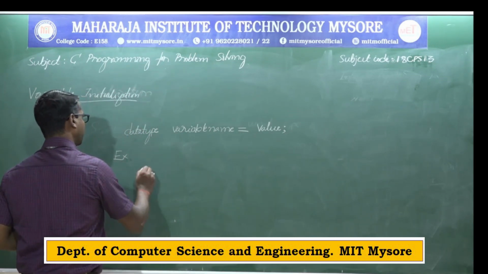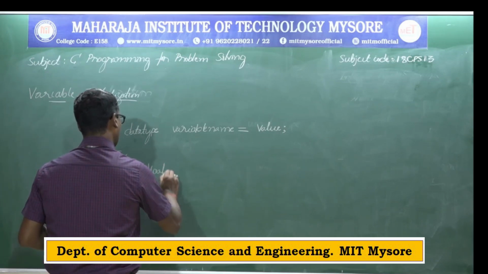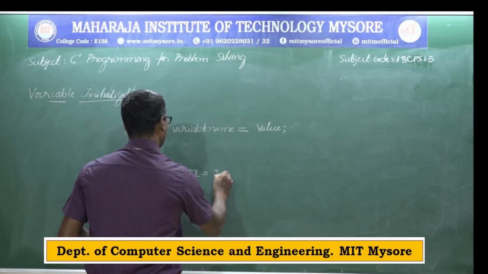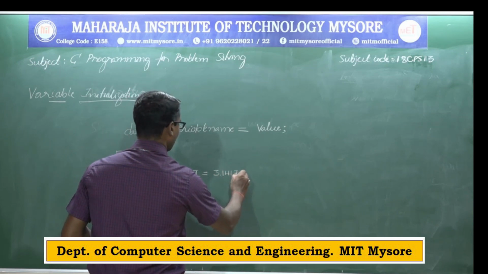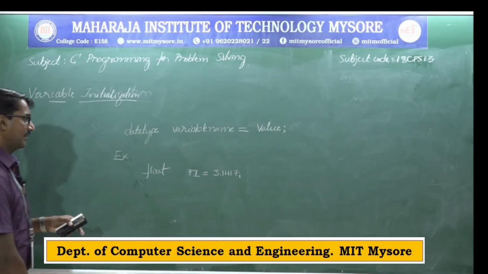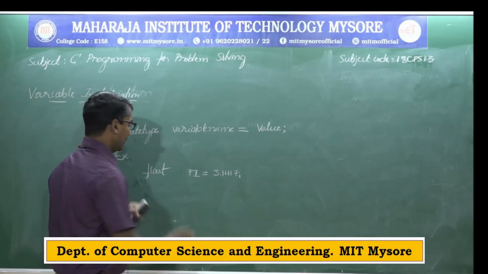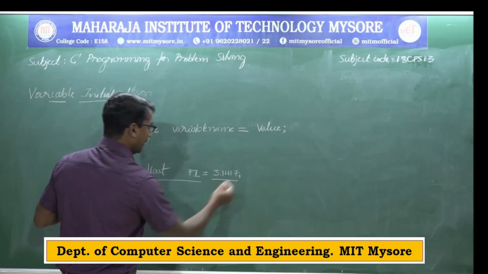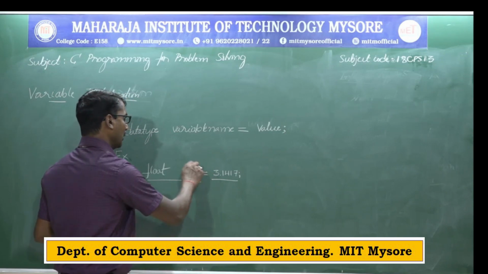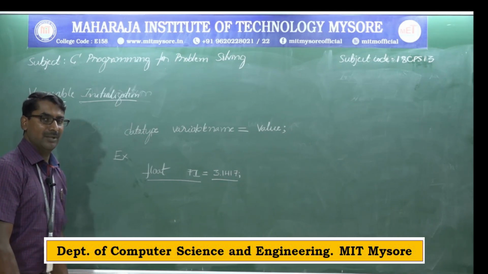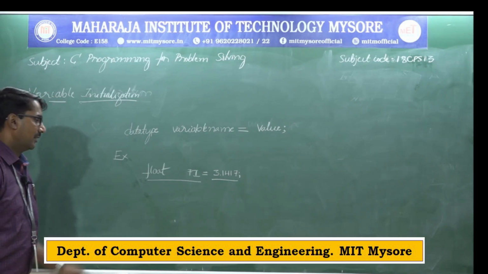Example, float pi is equal to 3.1417 and semicolon. So this is variable initialization. Here we are performing two operations. One operation is we are declaring the variable along with assigning the value. So we are assigning the initial value to the pi variable. Okay, this is variable initialization.